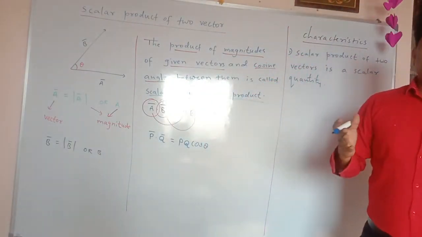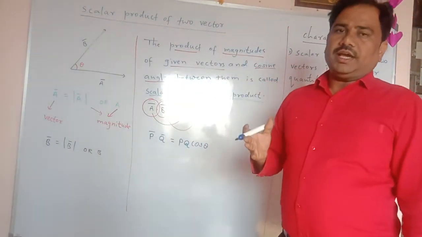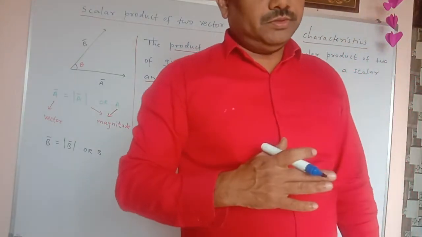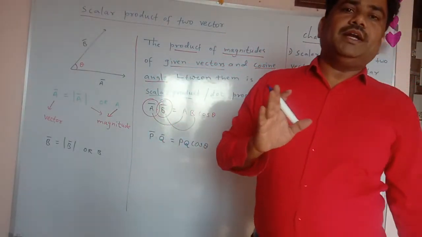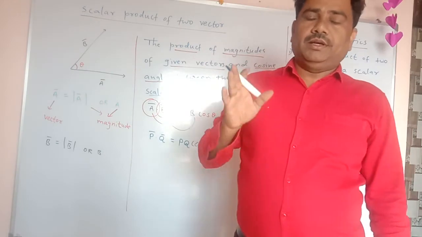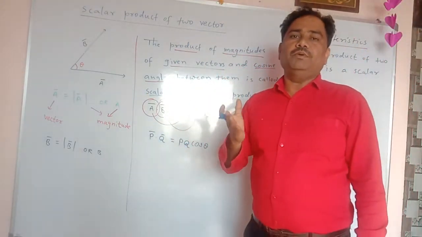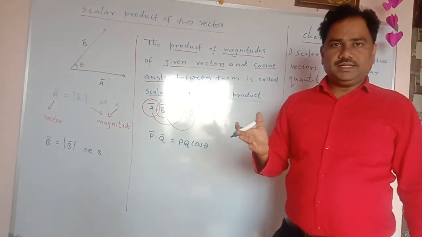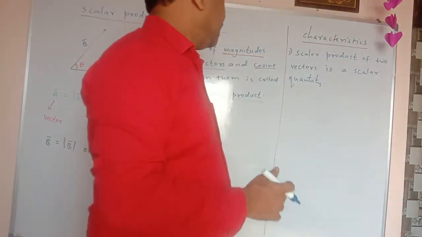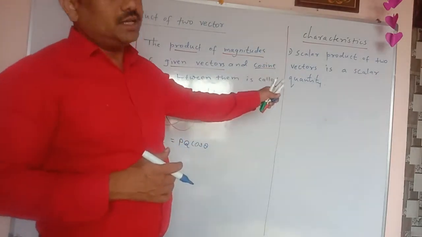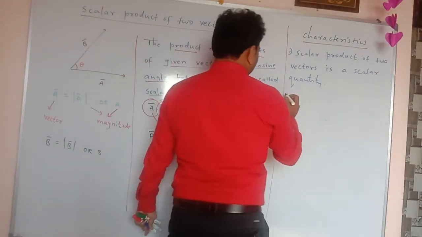We have seen already what scalar quantity means and what vector quantity means. Scalar quantity means it has only magnitude. Okay, it does not require directions at any cost. What about vector quantity? Vector quantity requires both magnitude as well as direction. So see here, direction is not necessary in this case, therefore this one is the first characteristic.